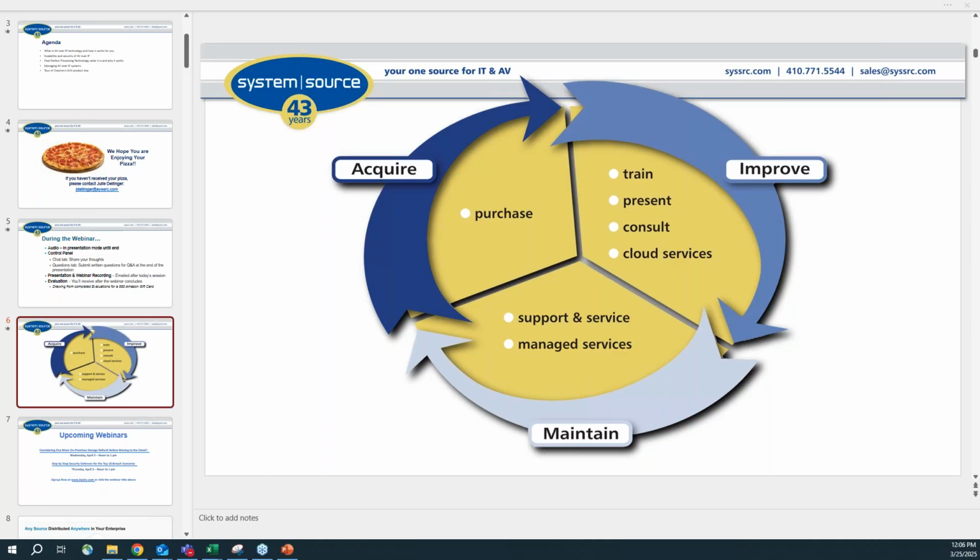We were started in 1981 as a Computerland franchise. In 1991, we changed our name to System Source, and have acquired a couple other IT companies within the Baltimore space over the years, most recently in 2004. We're privately held and locally owned, and we do match employee contributions to help improve the community.